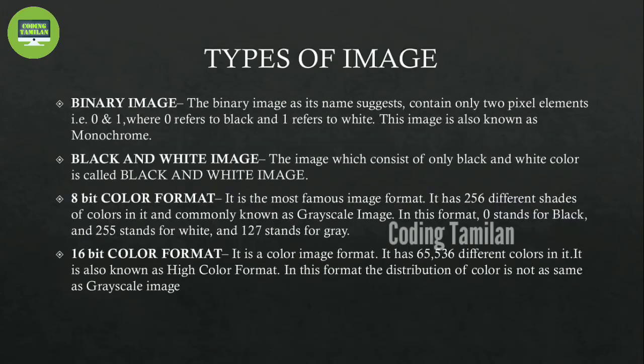Next, types of images: binary image and black and white image. Both are more or less the same. For binary images, we already know the binary values are zeros and ones, so 0 means black and 1 means white. In a black and white image, black and white will also be present. And next is the color format.